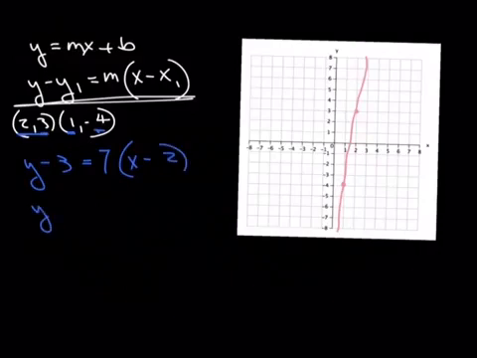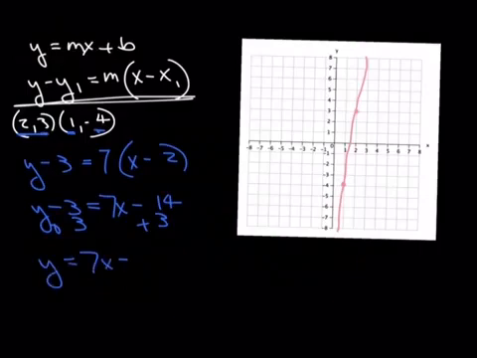Okay, so what do we find here? y minus 3 equals 7x minus 14. Add 3, add 3. y equals 7x minus 11. So there's my other equation.